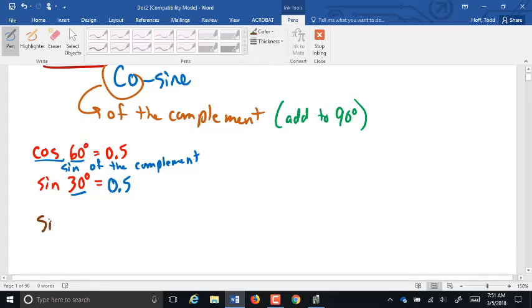If I tell you that the sine of 60 is 0.866, what's the cosine of 60 have to be? Sorry, not the cosine of 60, cosine of 30. 0.866. Good. Because 60 and 30 are complements, they add up to 90 degrees, the sine of one has to equal the cosine of the other.